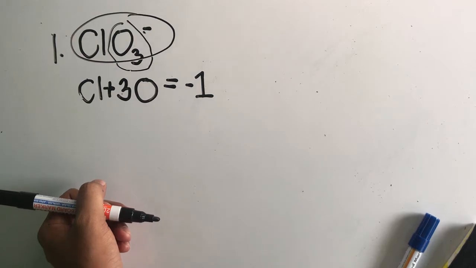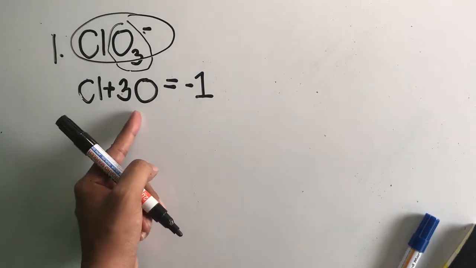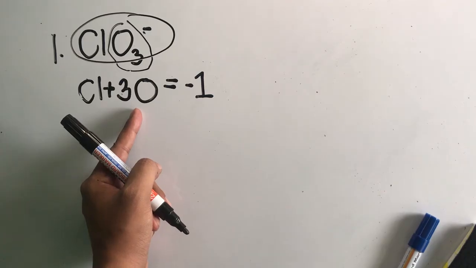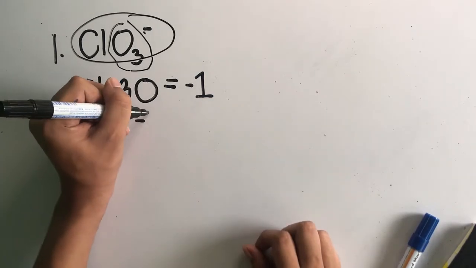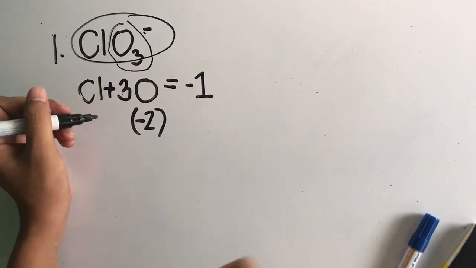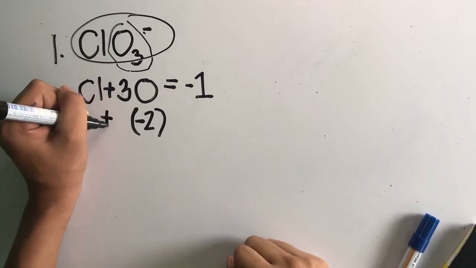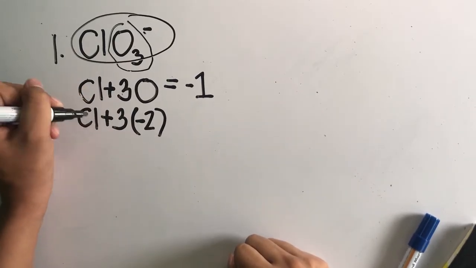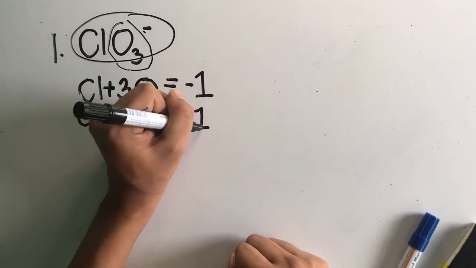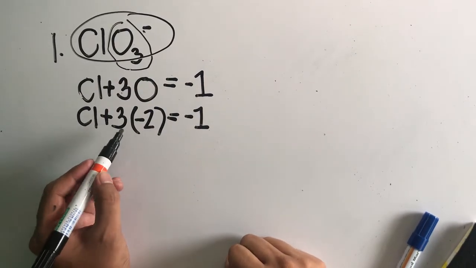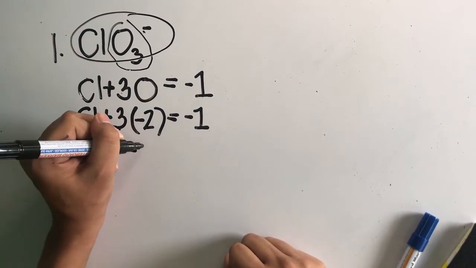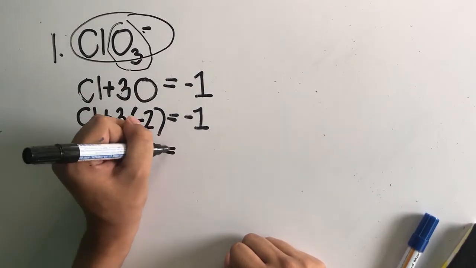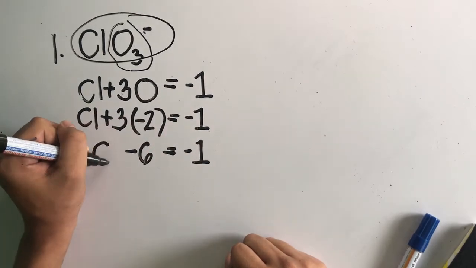Now, according to rule number 7, ang oxygen daw usually ay negative 2. So, papalitan natin ito ng negative 2. So, negative 2. Tapos, i-bring down lang natin yung lahat. So, we have Cl plus 3 times negative 2 equals to negative 1. Now, let us simplify. So, positive 3 times negative 2, we have negative 6. So, bring down all.